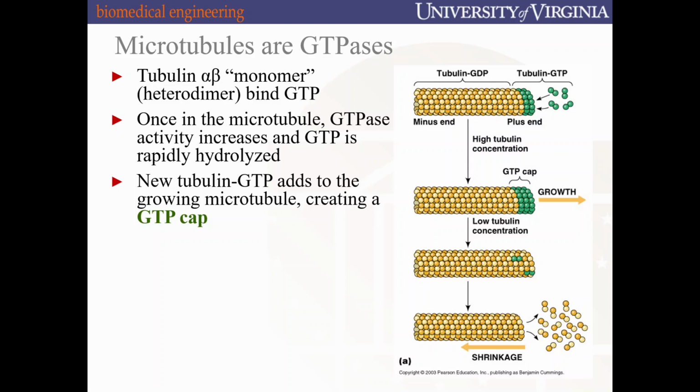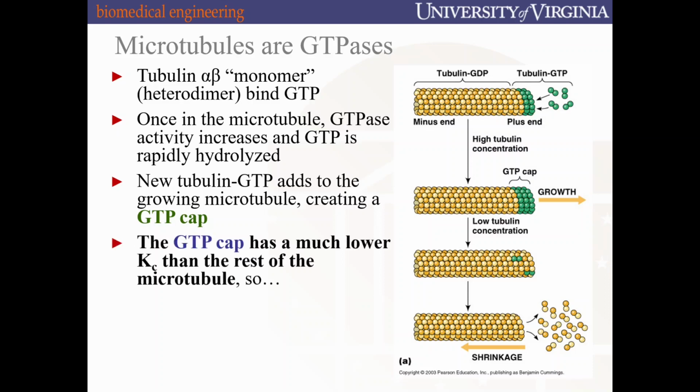But if the rate of polymerization ever slows, perhaps because the concentration of local alpha-beta monomers is depleted, then GTP hydrolysis will catch up and reach the end of the filament, and we won't have a GTP cap anymore. You can see that happening in the figure on the right. The thing that's really interesting about this is that the GTP cap has a lower critical concentration than the rest of the microtubule, which is GDP bound.